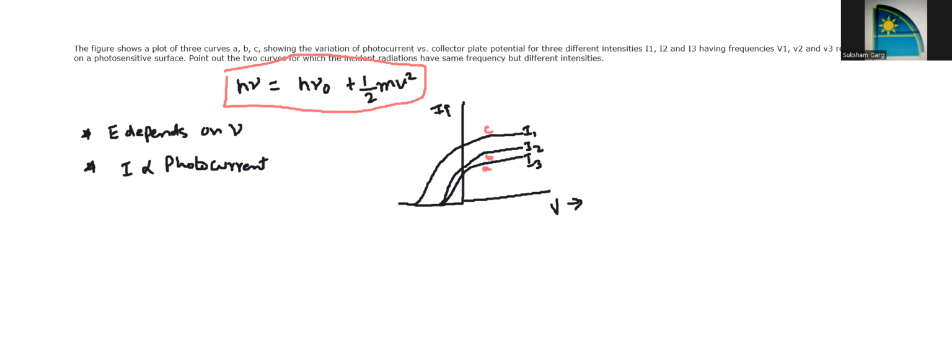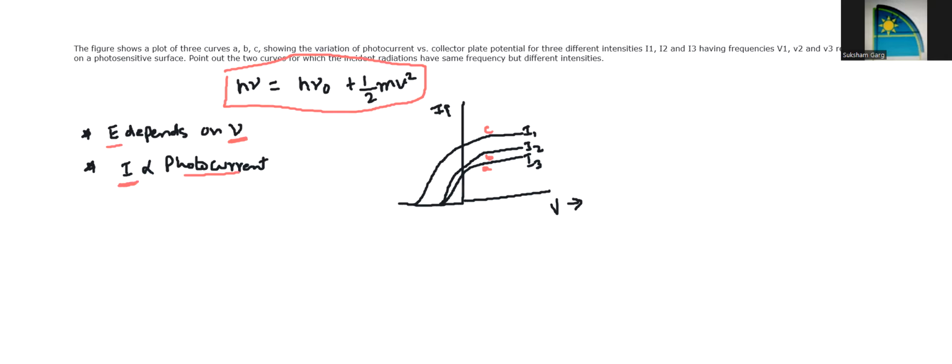Two points which we have to remember. Energy of the photoelectron depends upon frequency and not on intensity. Once we have threshold frequency, if you increase intensity, photocurrent is going to increase.